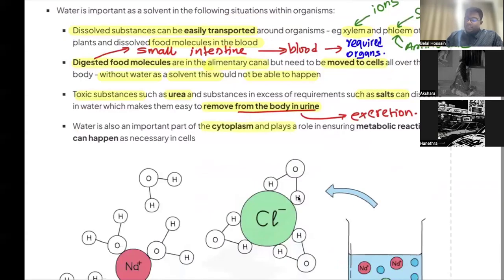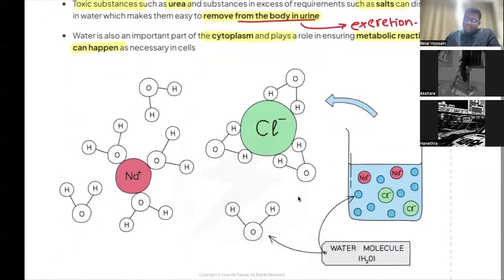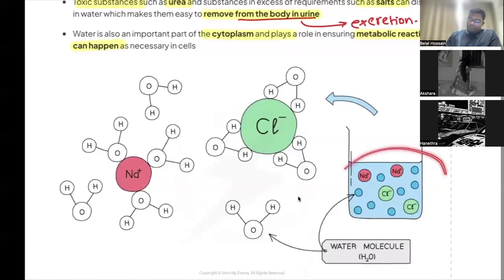Because many things are dissolved in water, metabolic reactions take place in water. In your biology or chemistry laboratory, if you do chemical reactions, you will often do those chemical reactions dissolved in water. So water is used as a solvent by that means.